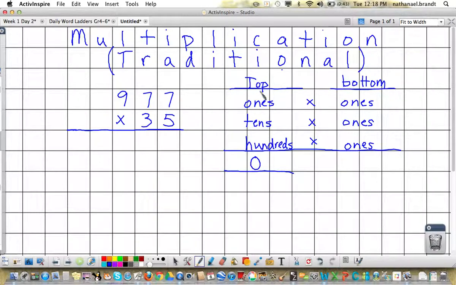Top number times a bottom number. In this case, we're already done with the ones place, so we're going to go back up to the ones place in the top number times the tens place in the bottom number. And then we're going to do the tens place in the top number times the tens place in the bottom number. And again, on this number, we'll go out to the hundreds place of the top number times the tens place in the bottom number.